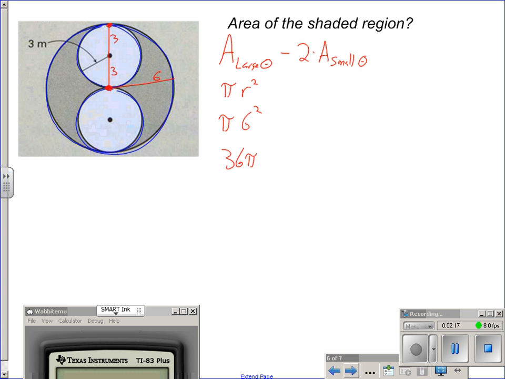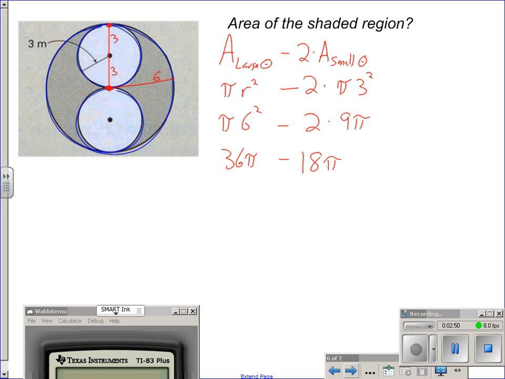When we write numbers with pi, you treat it like it's a variable. It's not a variable, but you treat it like one. So if we had 36x, we would write the x second. We'd write 36 and then the x. Same thing with pi. Minus, now the area of the small circle. Each small circle had a radius of 3, so 2 times pi times 3 squared. That's 2 times 9 pi, which is minus 18 pi.